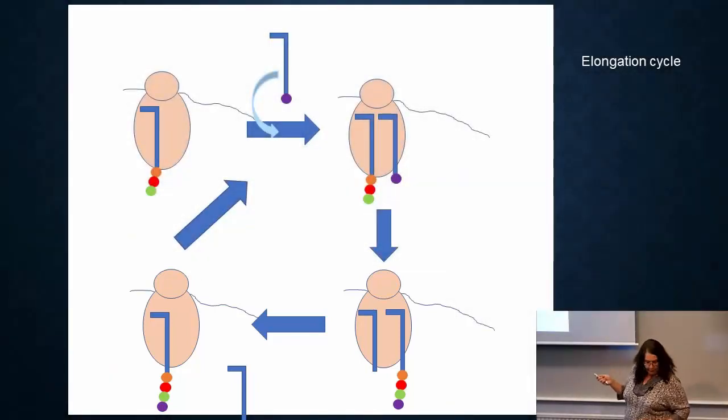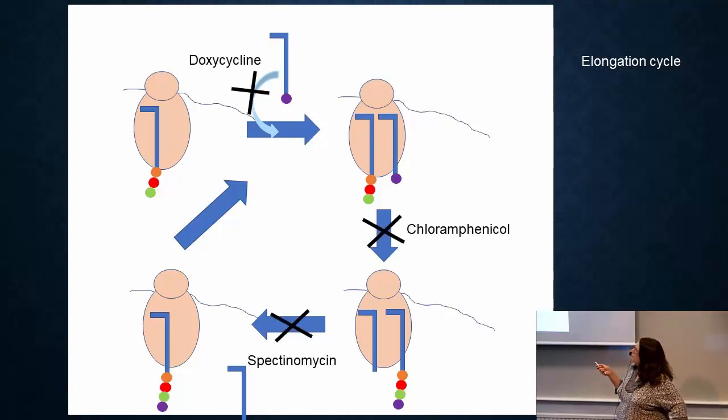There are antibiotics that affect every step here. So doxycycline, which is a common antibiotic, blocks the delivery of new tRNAs to the ribosome. So no tRNAs with their amino acids come to a ribosome, you stop making proteins. Chloramphenicol blocks the formation of the peptide bond between the new amino acid and the peptide that's already there. And then spectinomycin is an example of an antibiotic that prevents the transfer of the tRNA from the A site into the P site. So all of these steps can be inhibited. And I've only put one example for each of these steps. There are probably 5 or 6 for each one.